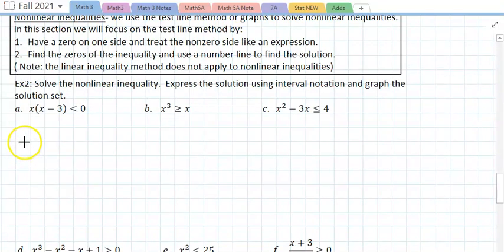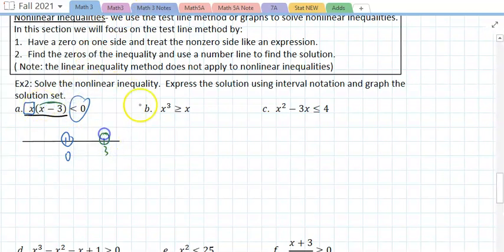a number line chart. To make a number line chart, you need to get those multiplied. Where does this equal 0? At 0. Not included. Where does this equal 0? At 3. Not included. So I have 3 regions to study. I need to focus on 3 regions.